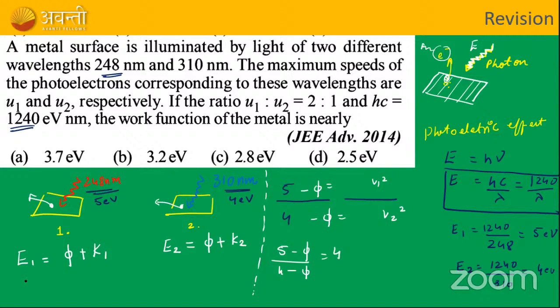Very simple, right? So let us solve this equation. 5 minus phi is equal to 4 into (4 minus phi). I'm going to take this to the right hand side. So 5 minus phi is equal to 16 minus 4 phi. I can bring this 4 phi here, it becomes 3 phi is equal to 11, or phi is equal to 11 by 3. 11 by 3 is 3.7. Simple as that.